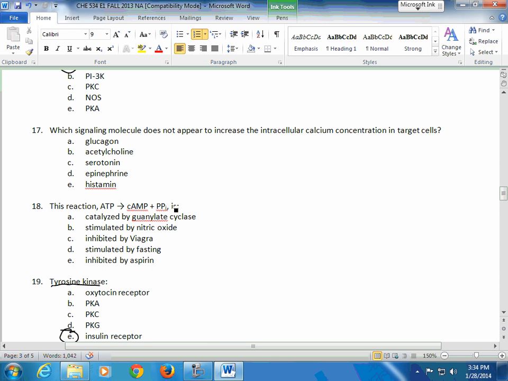Number 17 is a harder one. It's found on Unit 2, Slide 51. I'm not sure I would have gotten this one here. The answer is glucagon. It's kind of a straight memorization question.